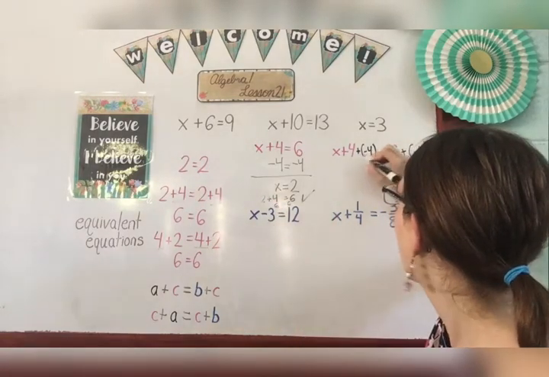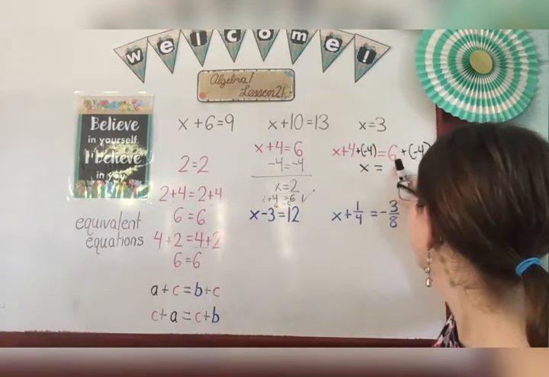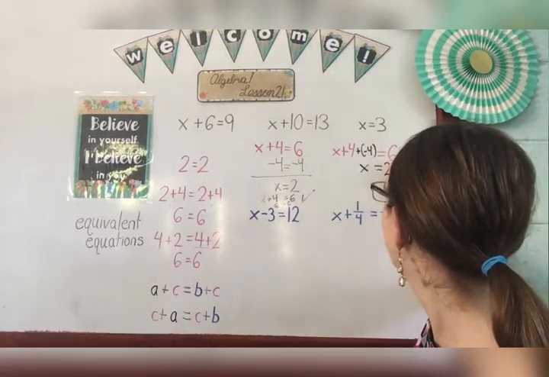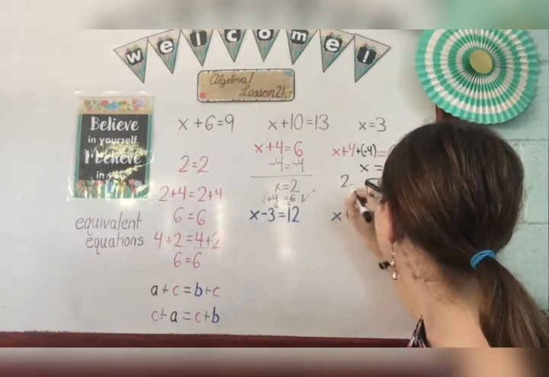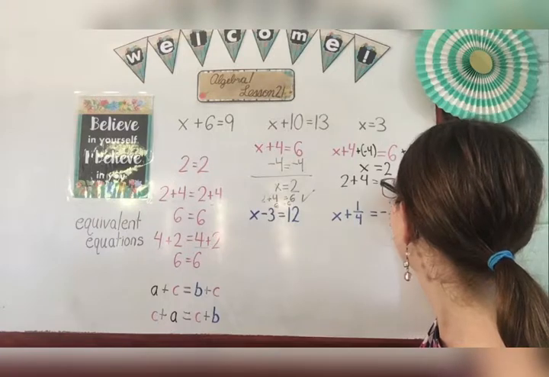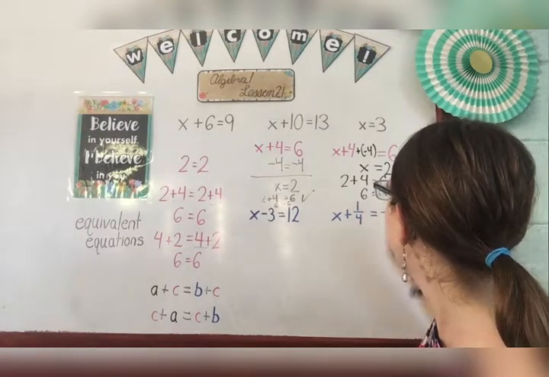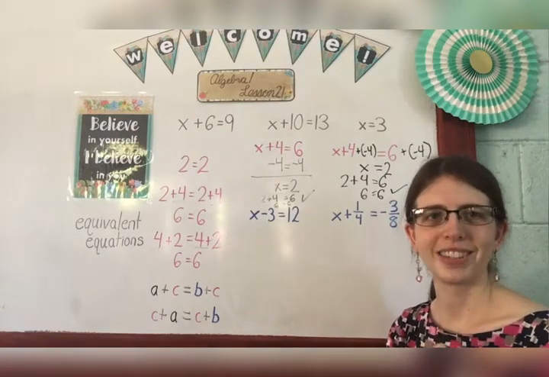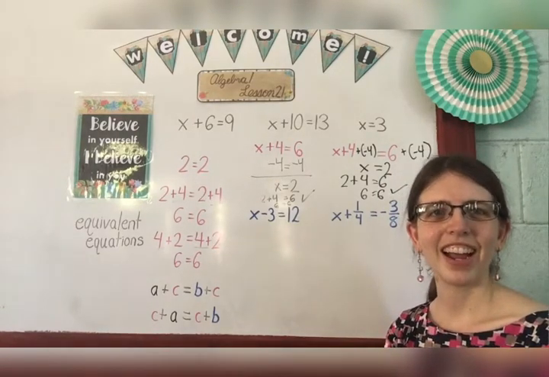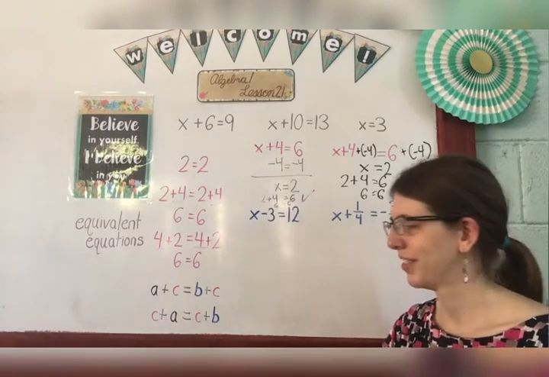So 4 plus negative 4 cancels it out. All you're left with is x equals 6 plus negative 4 is 2. Put 2 in place of x. 2 plus 4 equals 6. 2 plus 4 is 6. So 6 equals 6. And my equation checks. Okay? All right, let's try some practice problems before you go to your practice.